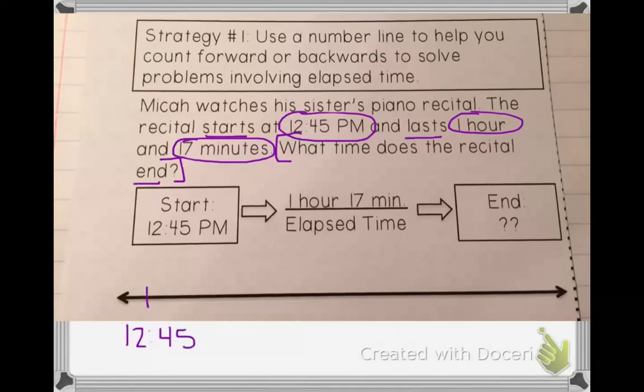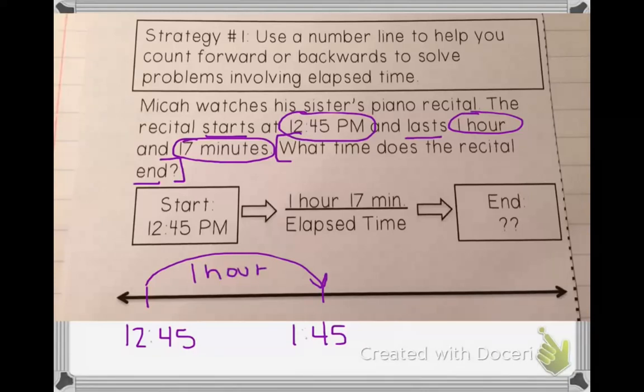And I know it goes for 1 hour and 17 minutes. So I'm going to start by making a 1 hour jump. I know that 1 hour later is going to be 1:45. If the minute hand goes all the way back around, it's going to end up at 1:45 again. So that is 1 hour. Then it goes 1 hour and 17 minutes.